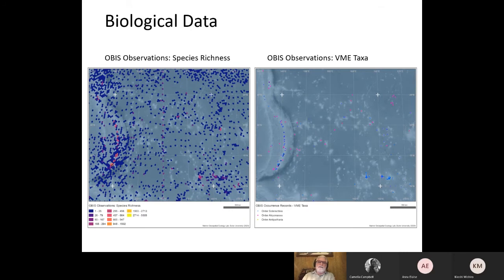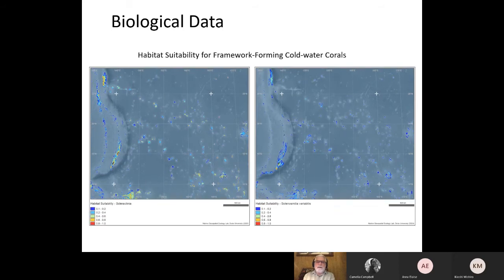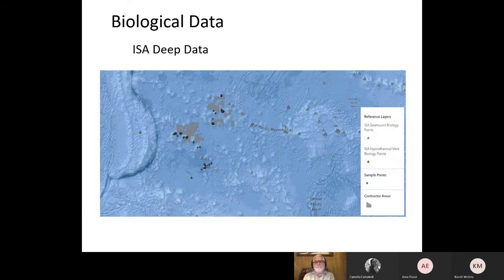And also from OBIS, the Ocean Biogeographic Information System, we have species richness and VME, vulnerable marine ecosystem taxa. We also have habitat suitability and cold water octocoral suitability maps, habitat suitability for framework forming cold water corals, and we have the ISA deep data collection for this region, including seamount biology points, hydrothermal vent points, sample points, and here on this map is also listing contractor areas.